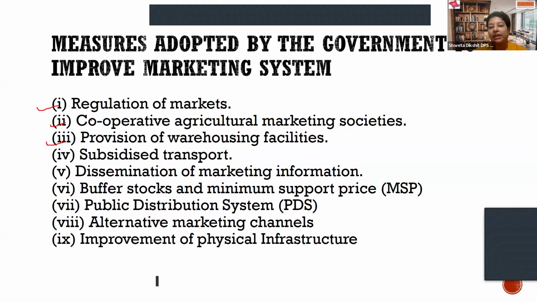Then dissemination of marketing information. See, it's very important that the information, the rules, the regulations are reaching the farmers from time to time. So the government also ensures that this information related to marketing is reaching the farmers.